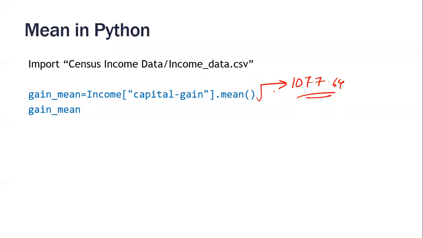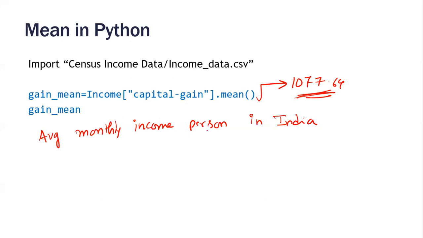Now, have a look at this. Mean value of capital gain is 1077. The average capital gain is 1077. Now try to answer this question. What is the average monthly income of a person in India? Do you have any idea? Can you make a guess? Try to make a guess what that could be.